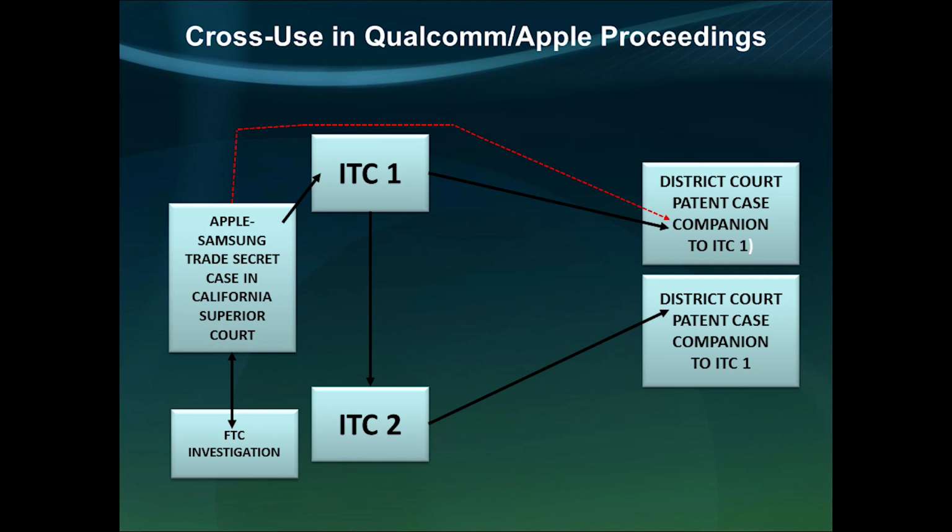So here you can see depicted some of the cross-use agreements that existed between Qualcomm and Apple at a very high level. Many of these agreements were limited in scope to certain types or collections of materials, but this gives you an idea of how prevalent this issue can be between busy litigants.